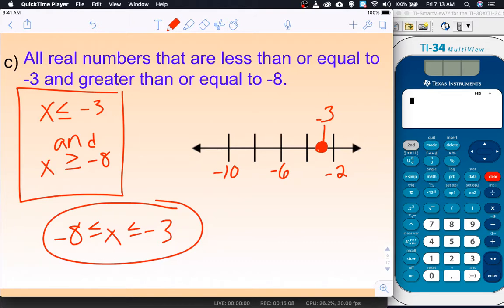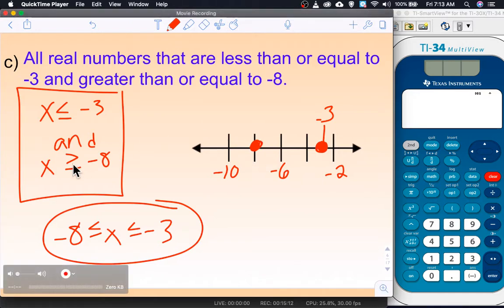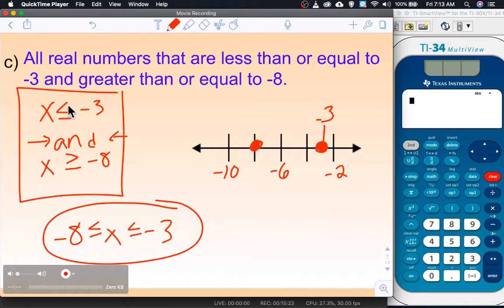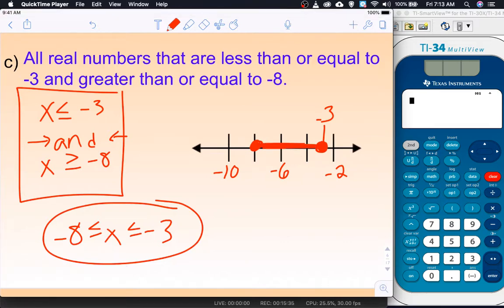That would put -8 right here, and they both do get solid dots because of the inequality. And it's an and, so I'm probably shading on the inside, but from -3, I'm shading to the left, less than. From -8, I'm shading greater than to the right, and both of those are facing inward. So that is our graph.